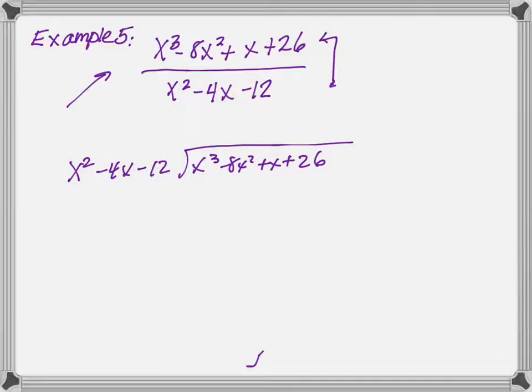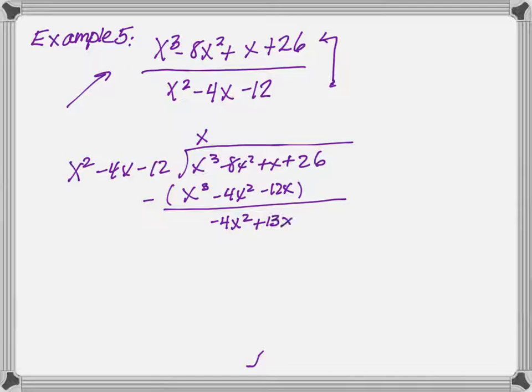So we would just put an x here. That will give us x cubed minus 4x squared minus 12x. So subtracting this, you get negative 8 plus 4, so you still have negative 4x squared. And you have positive x plus 12, so that's plus 13x. And then bring down the 26.